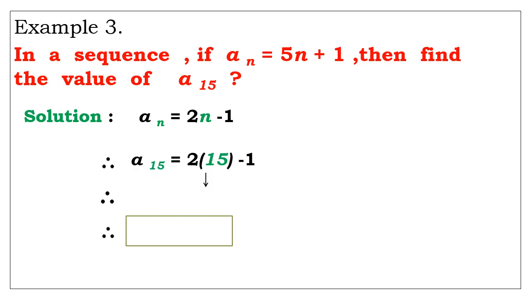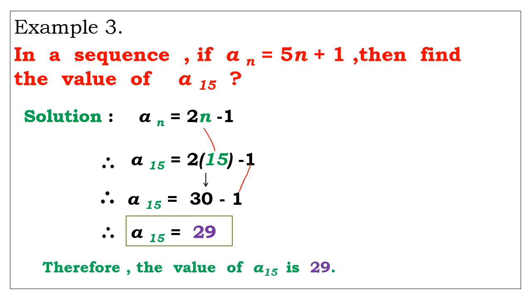Therefore a15 equals 2 of 15, that means n value is 15, minus 1 as it is. Therefore a15 equals 2 15s are 30 minus 1 as it is. Now therefore a15 equals 30 minus 1. What is the result? 29. Therefore the value of a15 is 29.